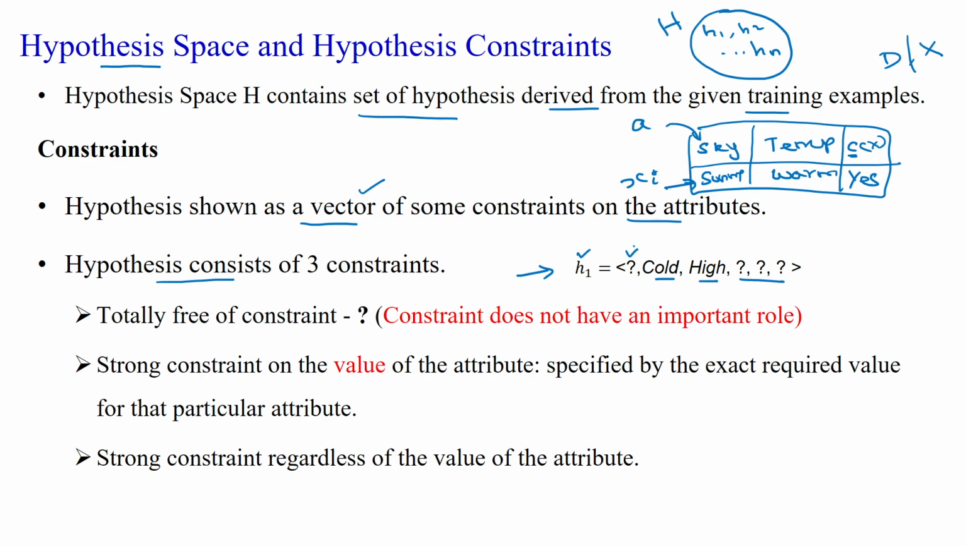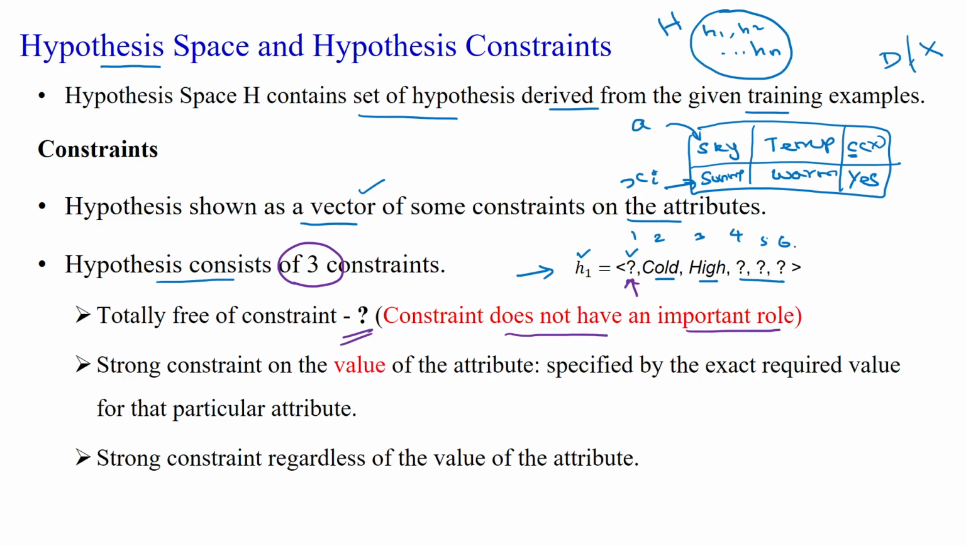So here we have 6 attributes. You look at that, attribute number 1, 2, 3, 4, 5, 6. So here we have the 6 attributes in the data set. Based upon the 6 attributes, we are deriving some hypothesis that we will see in the forthcoming slides. Now, what are these three constraints? The constraint question symbol, you look at that, we have the constraint question symbol. That means it will accept any value. That means the constraint does not have an important role.